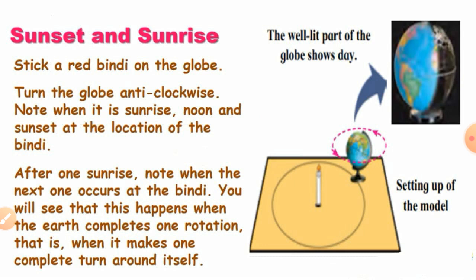Now let's understand the term sunset and sunrise. Stick a red bindi on the globe. Turn the globe anti-clockwise. Note when it is sunrise, noon and sunset at the location of the bindi. After one sunrise, note when the next one occurs at the bindi. You will see that this happens when the earth completes one rotation, that is, when it makes one complete turn around itself.